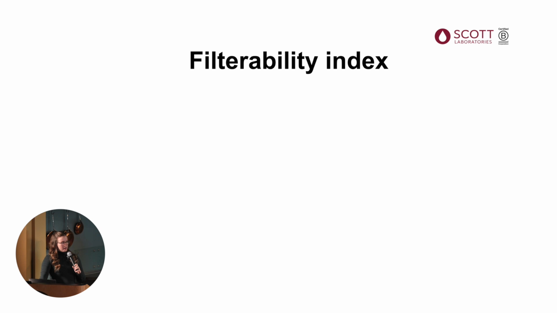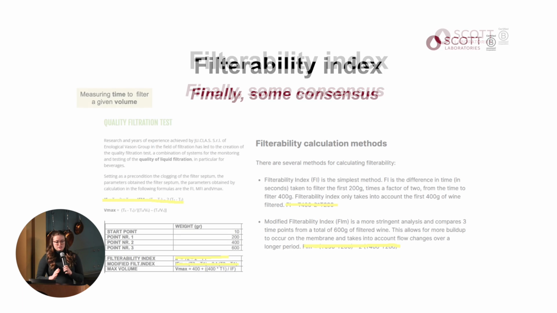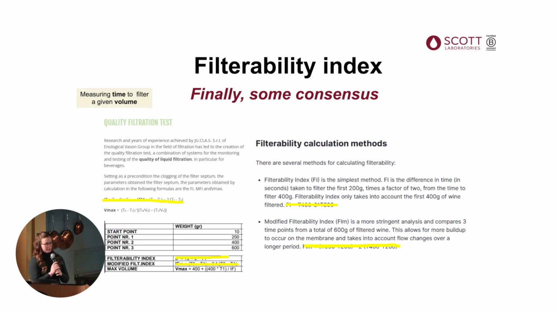Okay, so let's talk about filterability index. And a big takeaway from this is we finally have some consensus between all these methods. So filterability has a pretty consistent calculation across published methods. And it's important to know that even when a method is telling you to calculate filterability index and modified filterability index, there's still differences in test setup, but at least the calculation is the same. So they all measure 600 grams of wine, and they measure at 200, 400, and 600.